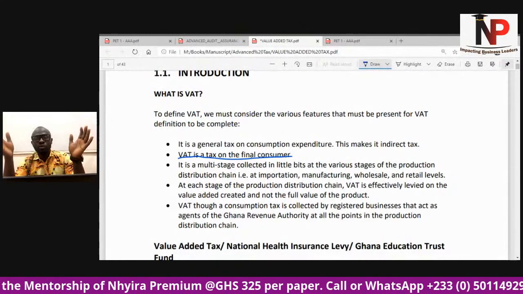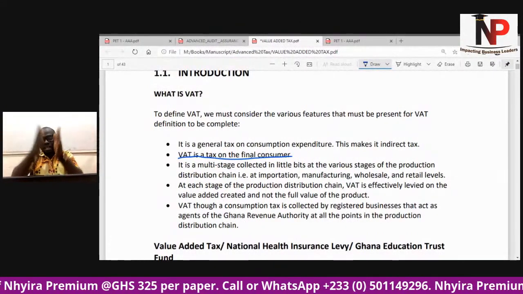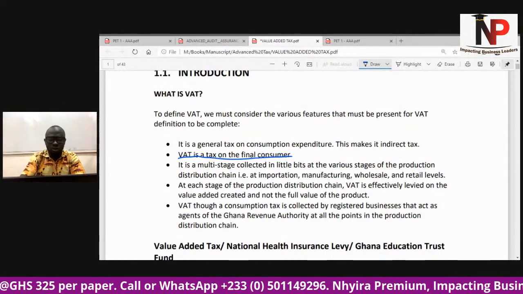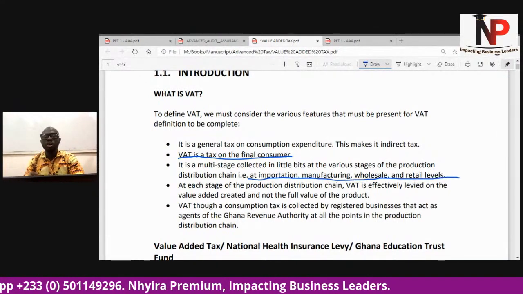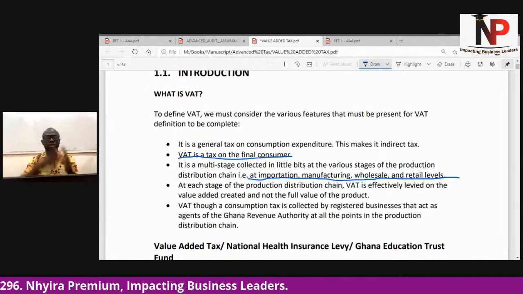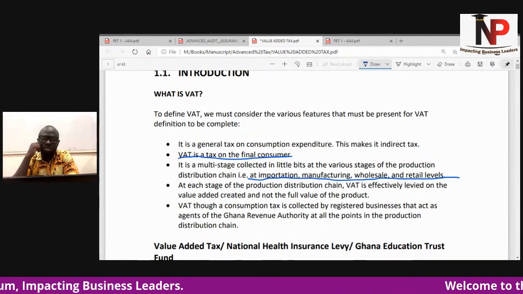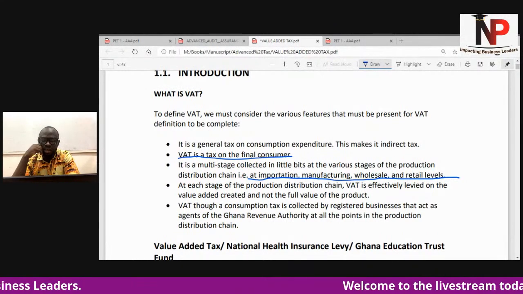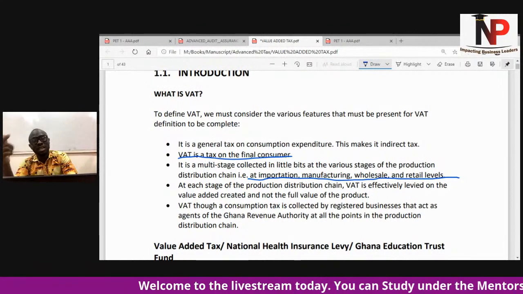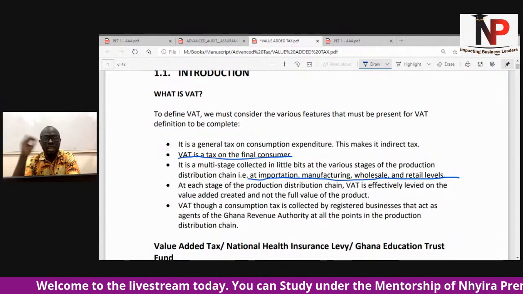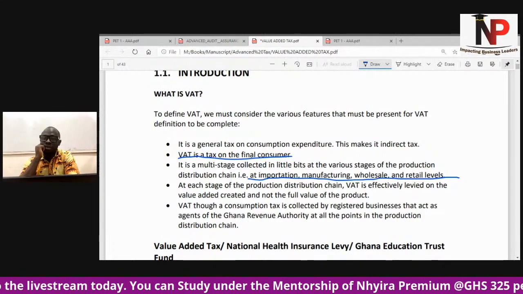And then one thing also we mentioned was that it is a tax that is collected in multiple stages. So from the date of importation to manufacturing to wholesale to the retail to the final consumer, it is collected at each stage of the production cycle. And we said that it is a tax that is collected by registered businesses who act as agents of the Ghana Revenue Authority.